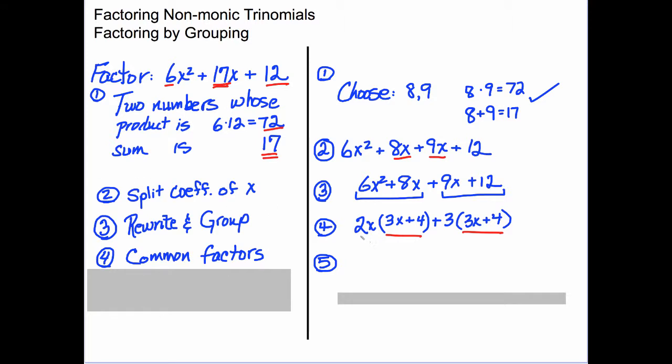Now what we do is we apply the distributive property kind of in reverse, and we're going to factor out 3x plus 4 from this expression. So we're going to take out 3x plus 4, and then 3x plus 4 was multiplied by 2x, and then 3. And this is the factored form of 6x squared plus 17x plus 12.